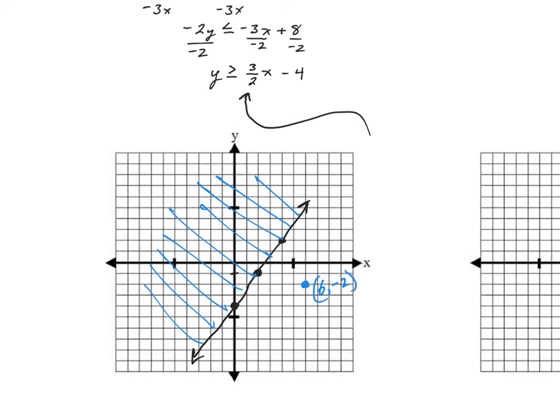It's a good point. Let's go ahead and plug that into the inequality. So let's go up here to the top, and I'm going to write y is greater than or equal to 3 halves times 6 minus 4. Sorry about that. Instead of the y, I should just put the 2, right? So I got the -2.